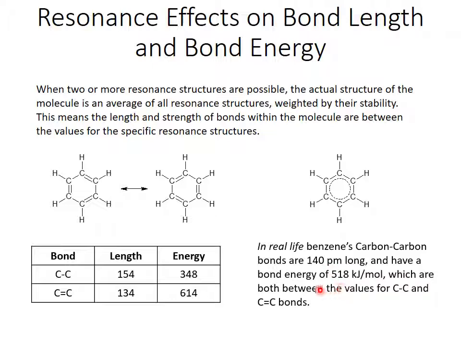If you take a look at our single and double bond values, the length in the actual benzene ring lies in between our two choices for length, and the energy also lies in between the two possible values for energy. So when you have resonance structures, you should expect to see that the actual values lie in between the extremes possible from different specific resonance structures.